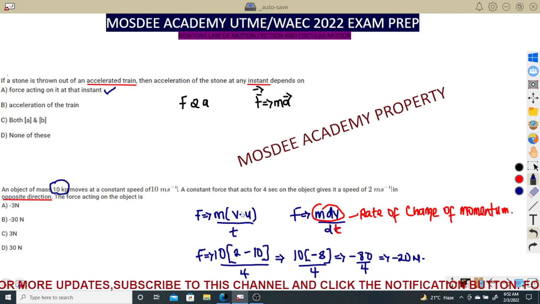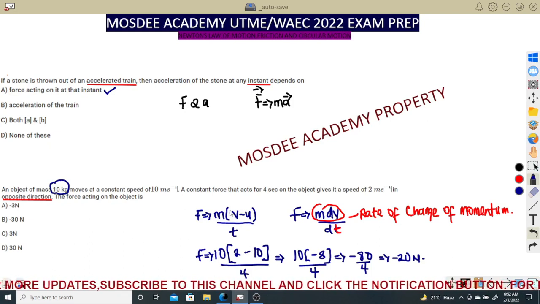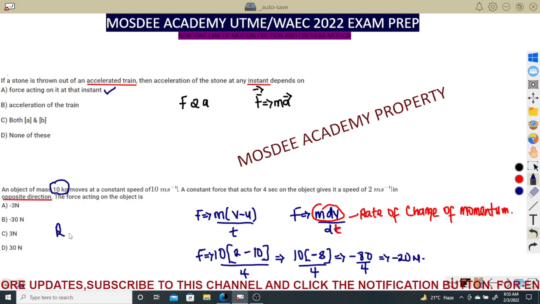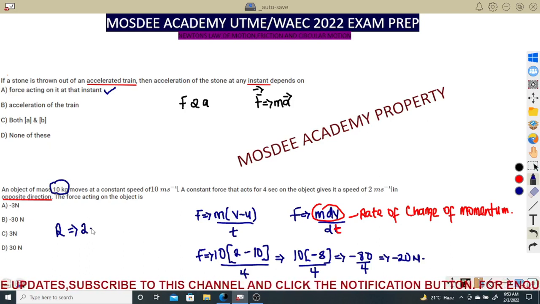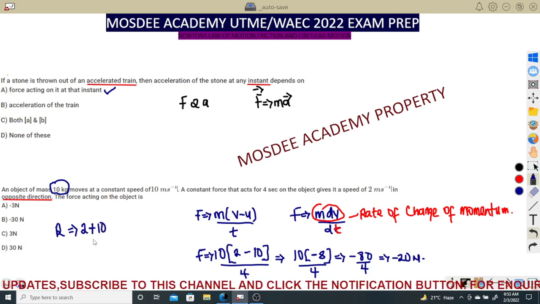Opposite direction tells me that what we are talking about is relative speed, which we have also talked about. So what I'm trying to say here is that the direction of the force is like you are having relative velocity. So the relative velocity of the body is in opposite direction. We've talked about that. Some of you will say 2 plus 10, but the best way to do this should be 2 minus 10, which is very good. I think we've talked about this.